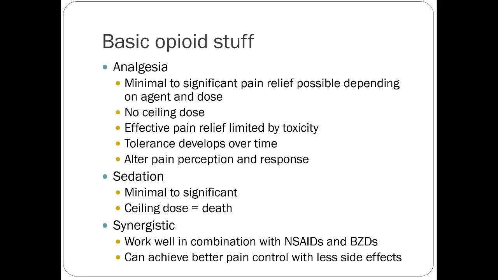But so anyway, basic opioid stuff, analgesia, minimum to significant pain relief possible depending on agent and dose. Again, some opioids, like we talked about, codeine, don't have a whole lot of effect. And then you have things like fentanyl, which can put somebody under very quickly. There's no ceiling dose to opioids, so you can get people who are very tolerant of them on really high doses. So examples would be like chemotherapy-related pain. That's a common type of patient you might see, or somebody who's undergone multiple spine surgeries.